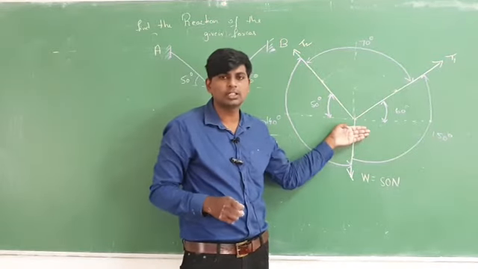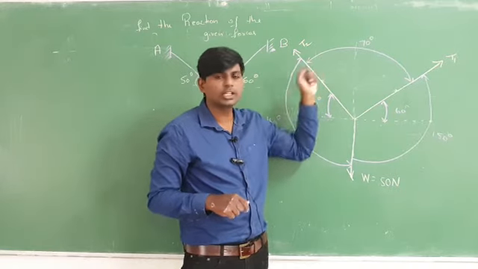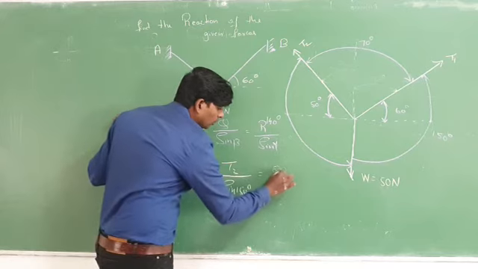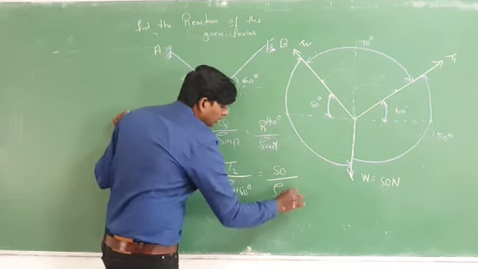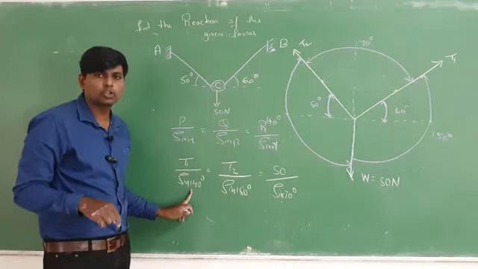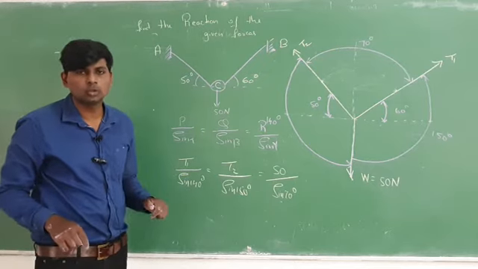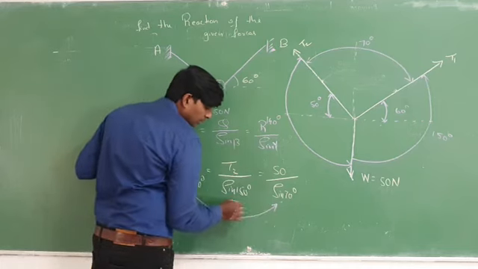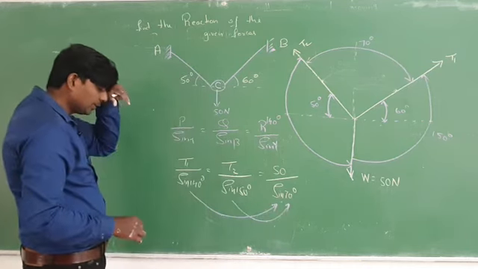If I selected this one, how many forces are remaining? T1 and T2. What is the angle? 70. So here 50 by sin 70 degree. Here an unknown force is there, this one is also an unknown force, and this one is the known force. So what you have to do? First to last, second to last.